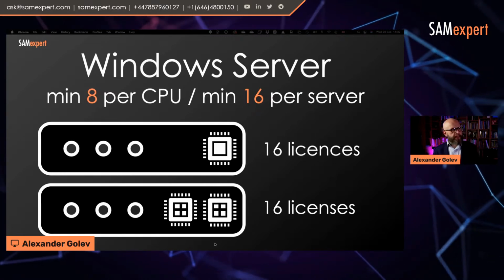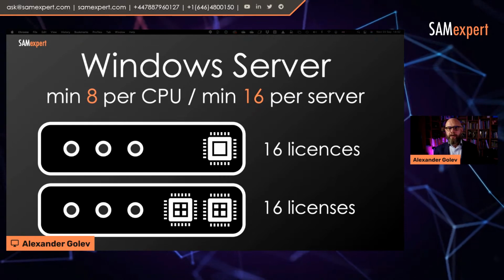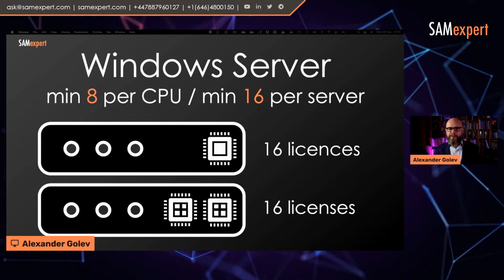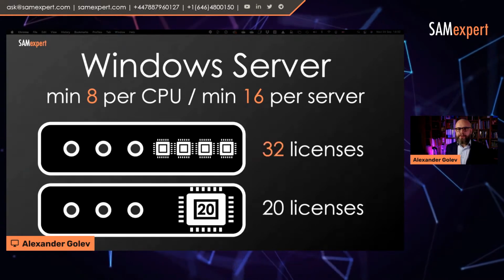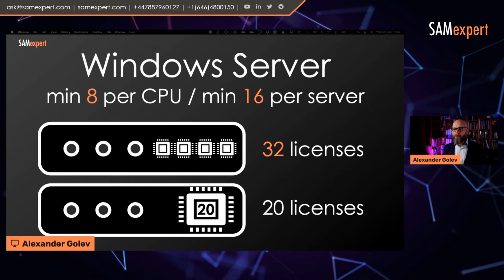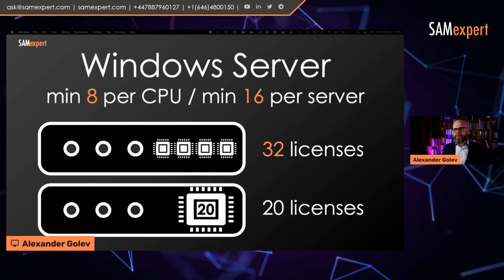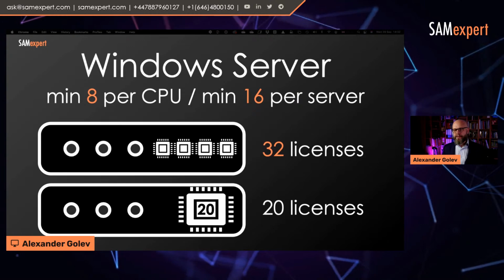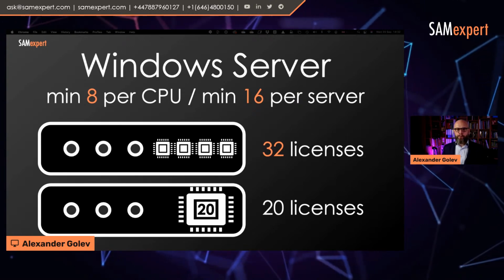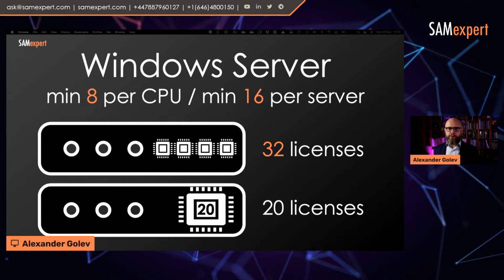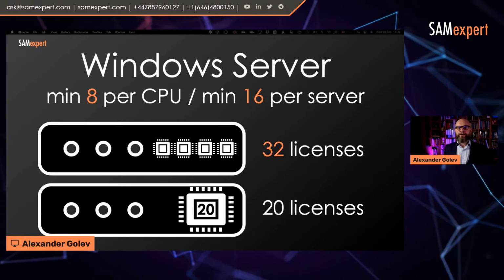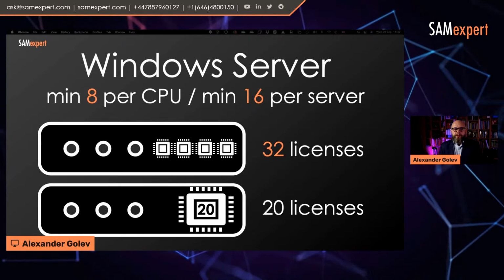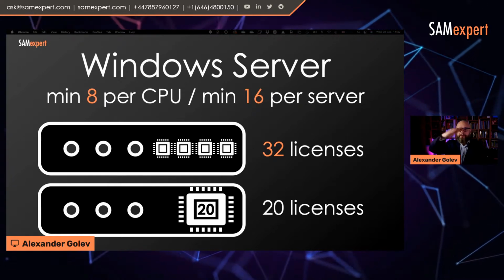We have 2 minimums: 8 licenses per processor minimum, or minimum 16 licenses per server. With bigger servers, it gets a bit funnier. On the top of this page is an old legacy server, something from, I don't know, 1995, 4 single core processors. Because the minimum per processor is 8 cores, you have to assign 32 cores to that server, 8 multiplied by 4. And if you have a processor with 20 cores, then you just assign 20 licenses because it's above the minimums.